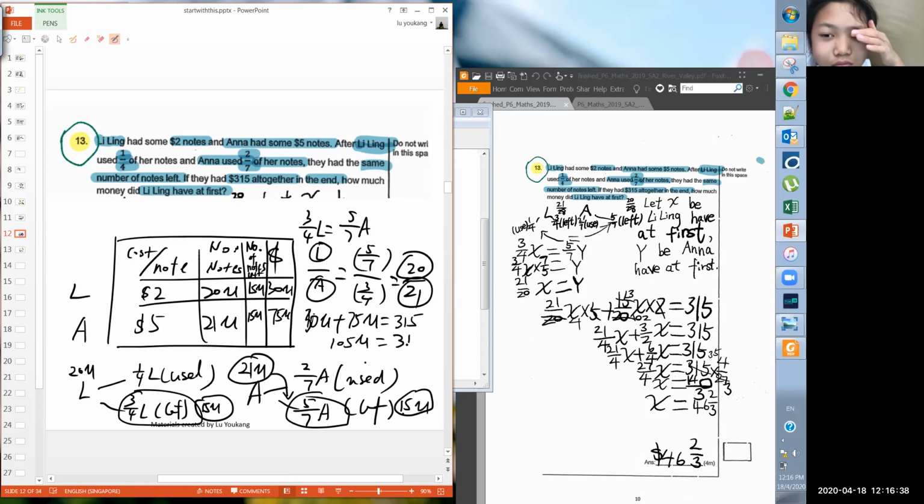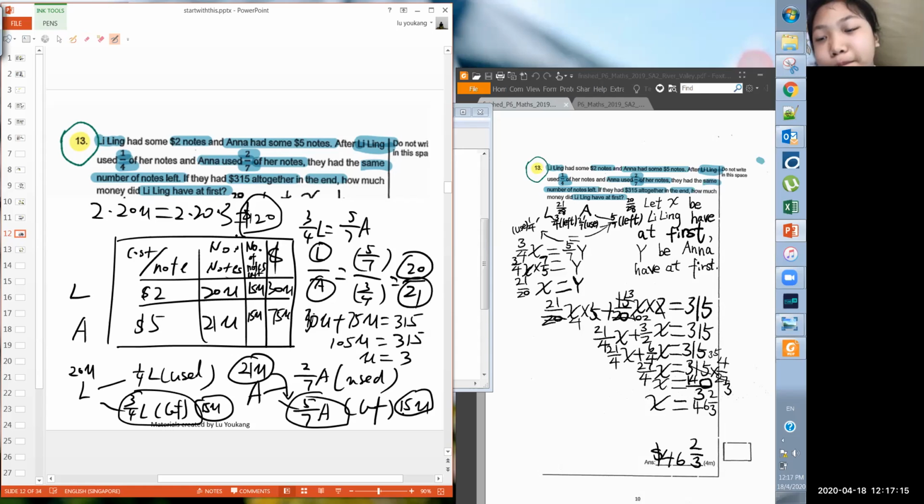So 105U is equal to 315. So U is equal to 3. So what they say, how much money did Li Ling have at first? Okay, so at first is 20U, right? Am I right? So it means at first is 2 times 20U. So 2 times 20, what is your U? U is 3, right? So 2 times 3 is 6, so it's 120. So that's at first for Li Ling.